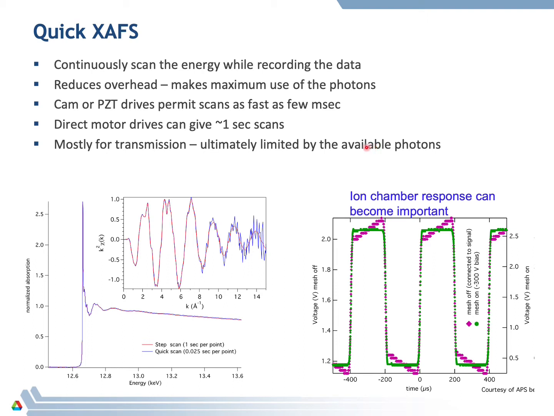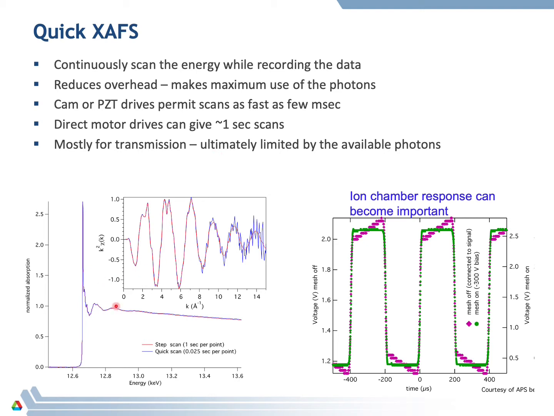So this is mostly for transmission, and as I mentioned, it's ultimately limited by the number of available photons. It could be used in fluorescence, but if the fluorescence signal is not very strong, then the signal to noise is going to be limited by the short counting time. Although it could still be quite useful for measuring XANES in fluorescence fairly quickly.